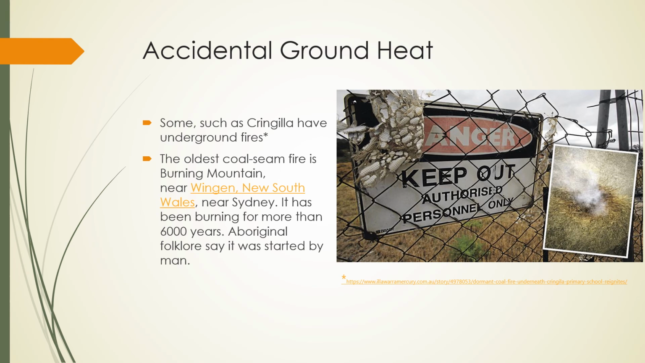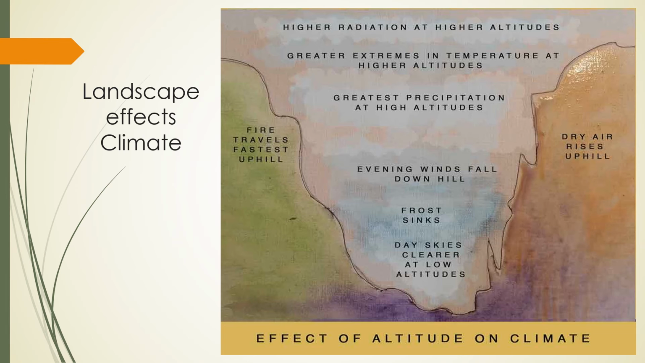But some areas also have accidental ground heat. Not far from me, actually, is an area where the children can't run around at school barefoot because it's too hot on their feet. There is an underground fire. One of the oldest coal seam fires known to man is the Burning Mountain near Sydney. Apparently it was started by an Aboriginal man who was just putting up a campfire, but it could have been started by lightning. The shape of a landscape actually affects the climate.